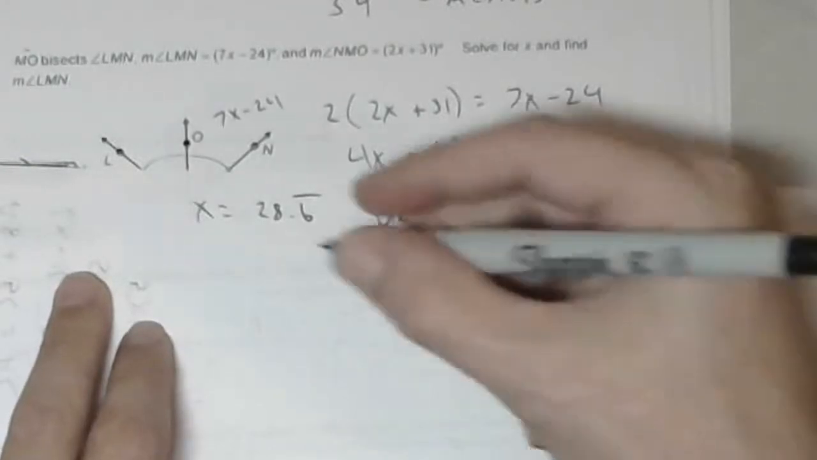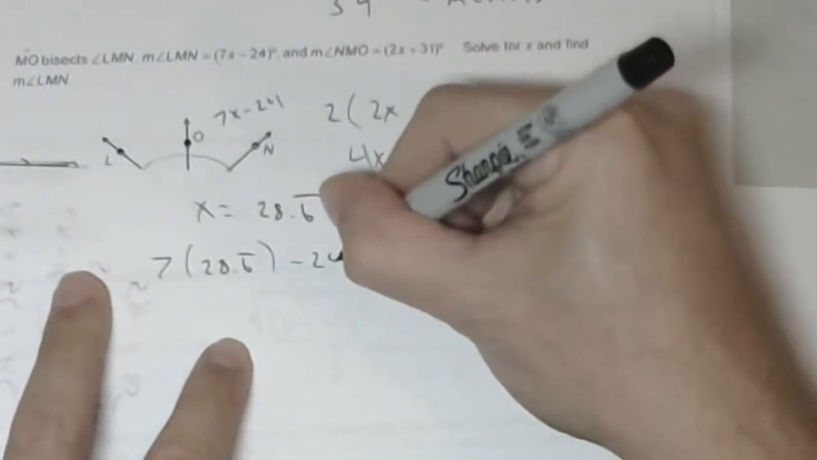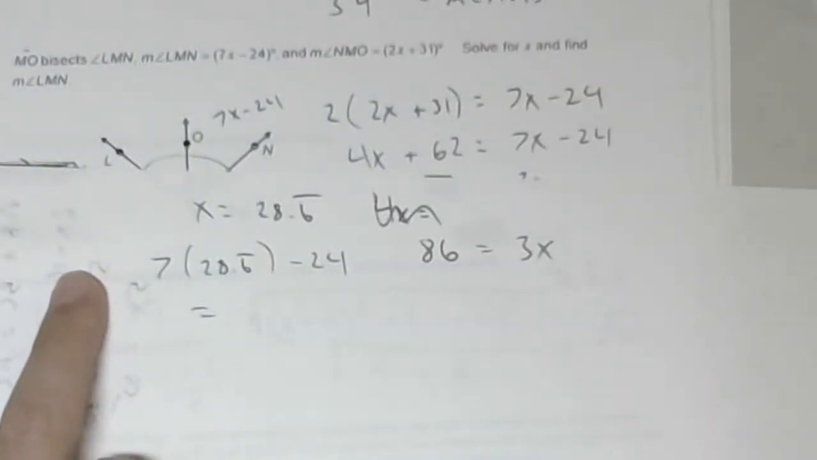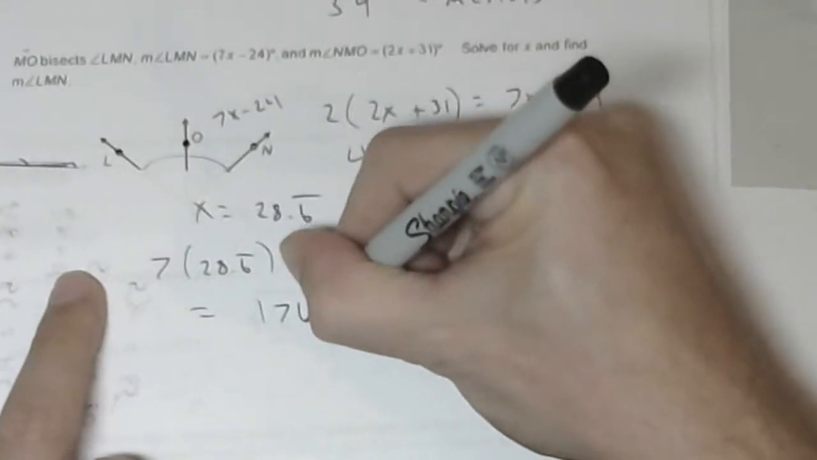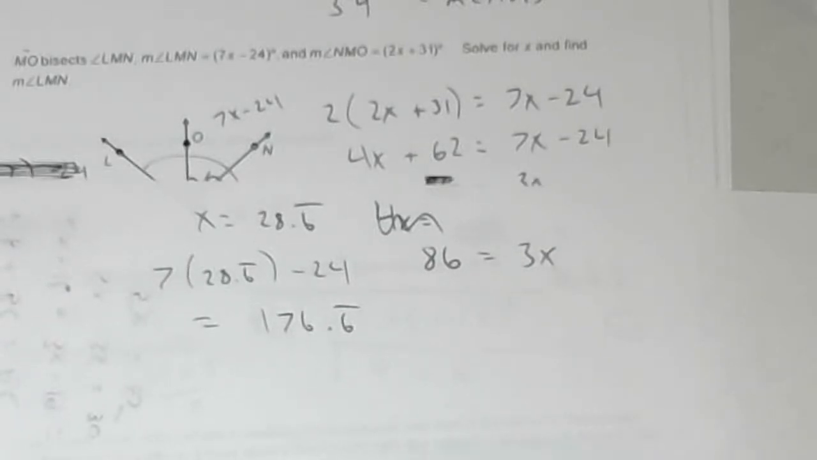So LMN will be 7 times 28 2/3 minus 24 equals 176 2/3. It's not usual that you'll get, well, they're rational. It's just usually you'll get integers. So I did that one a few times. I'm still getting the same value unless I'm doing something wrong. 2x and 2x is 4x. 31 is 62. 3x.